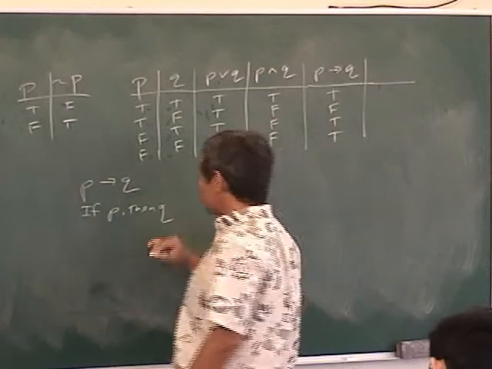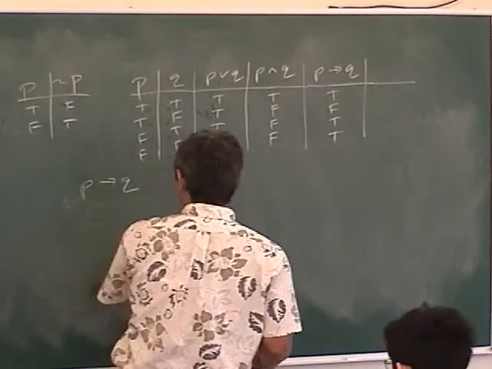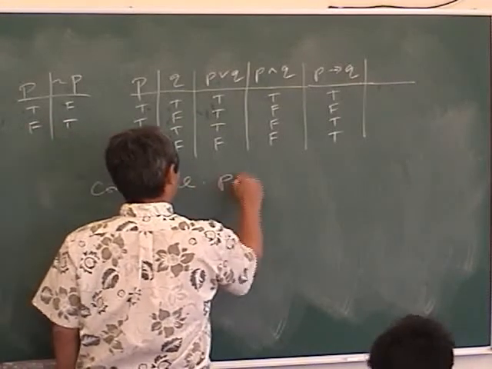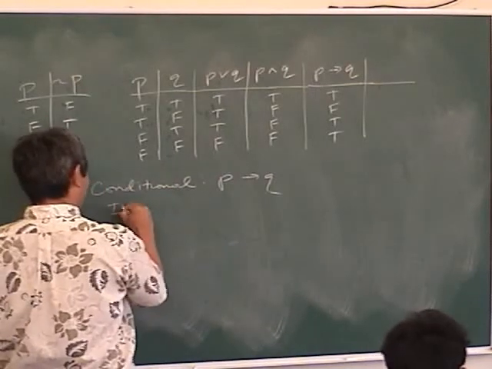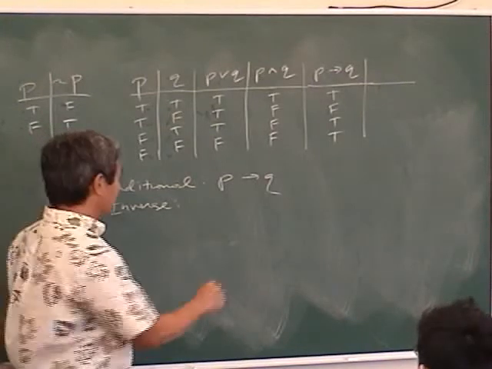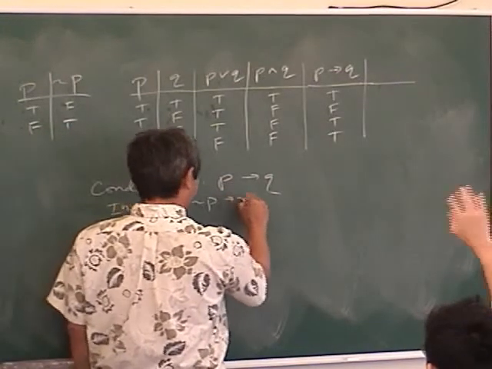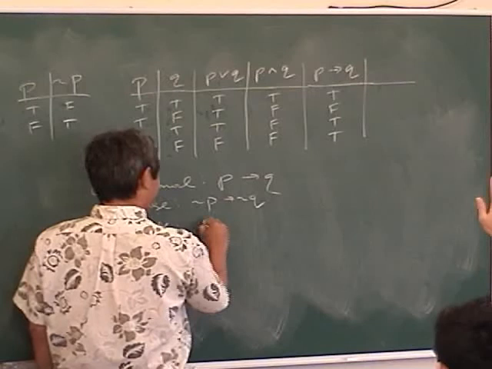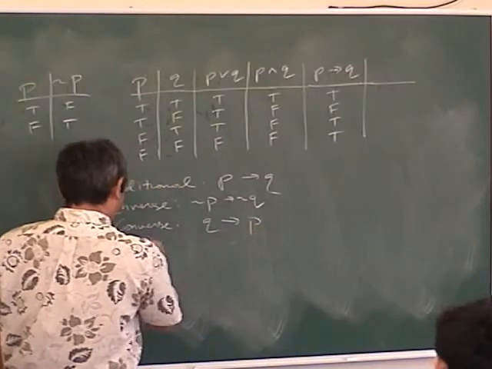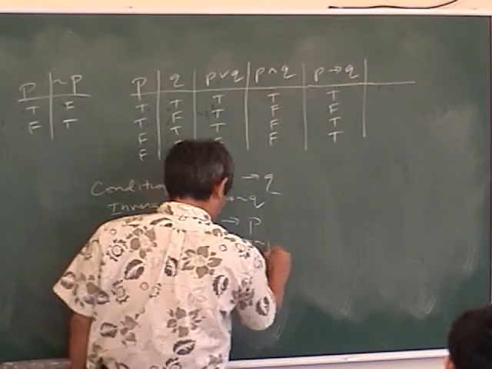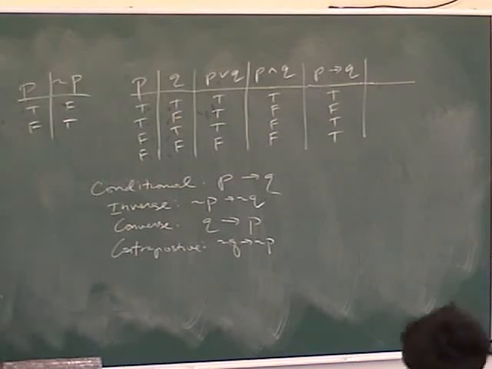Now, when you have a conditional statement, you can form these other statements from it. So here's a conditional statement, which is P implies Q. You can form the inverse of it. You guys know what that is? Not P implies not Q. And then you can form a converse, which is if Q then P. And then you can form the contrapositive, which is not Q implies not P. So you got to know all of these. So logic, it's not that difficult, but you got to know all these things.